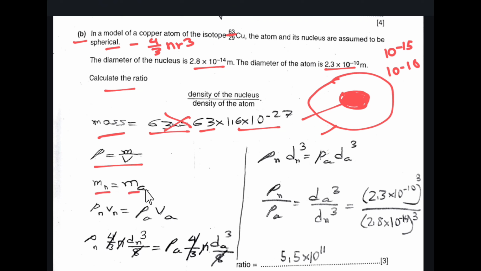That is, the mass of the nucleus is equal to the mass of the atom. That is, density times volume of the nucleus is equal to density times volume of the atom. So the density of the nucleus by the density of the atom should be the diameter of the atom by the diameter of the nucleus, cubed. After solving this, we get our answer as 5.5 into 10 to the power 11, correct to two significant figures.